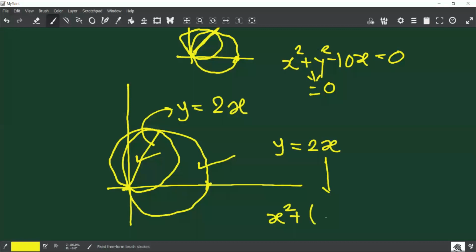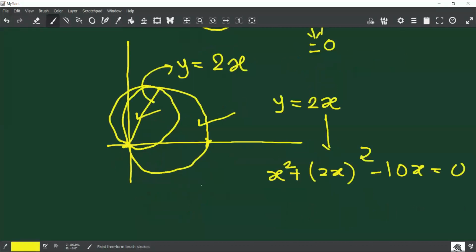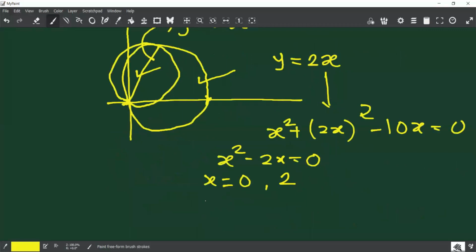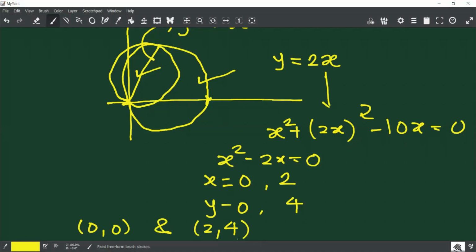So x square plus 2x the whole square minus 10x is 0. So 5x square minus 10x is 0. That is x square minus 2x is 0. Getting it? So x is either 0 or 2. So if x is 0, my y is also 0. If x is 2, my y is 4. Are you getting it? So what are the endpoints of the diameter? 0, 0 and 2, 4 are the endpoints of the diameter.